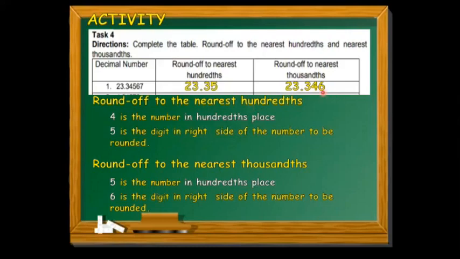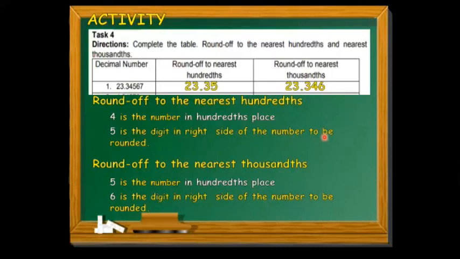Kasi nga yung katabi niya is more than 5. Kung yun ay nagkataon na less than 5, the number will be retained. Ano lang siya, 345 thousandths lang siya, kapag nagkataon na less than 5 yun. But it's more than 5, so we will add 1. Okay?